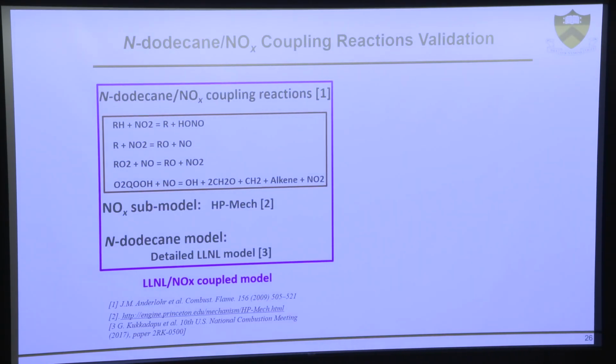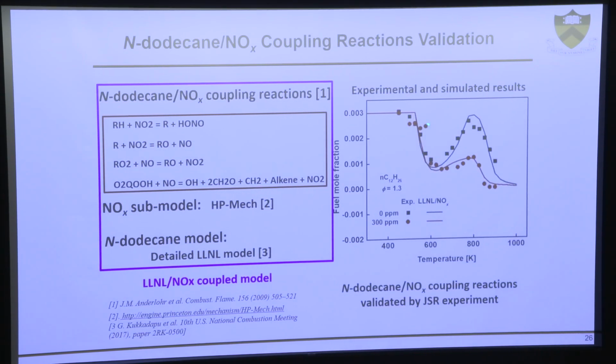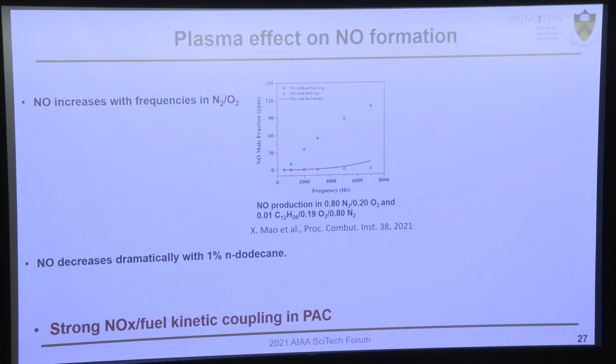For plasma, you also have this NOx formation, as I said. It can delay the low temperature ignition, but dramatically accelerate it in the middle temperature. So plasma-generated NOx coupling with low temperature chemistry is very important and needs to be understood as well. If you make NO in air, you make a lot of NO in the air. But if you mix the air with 1% n-dodecane, you find that the NO is decreased dramatically.